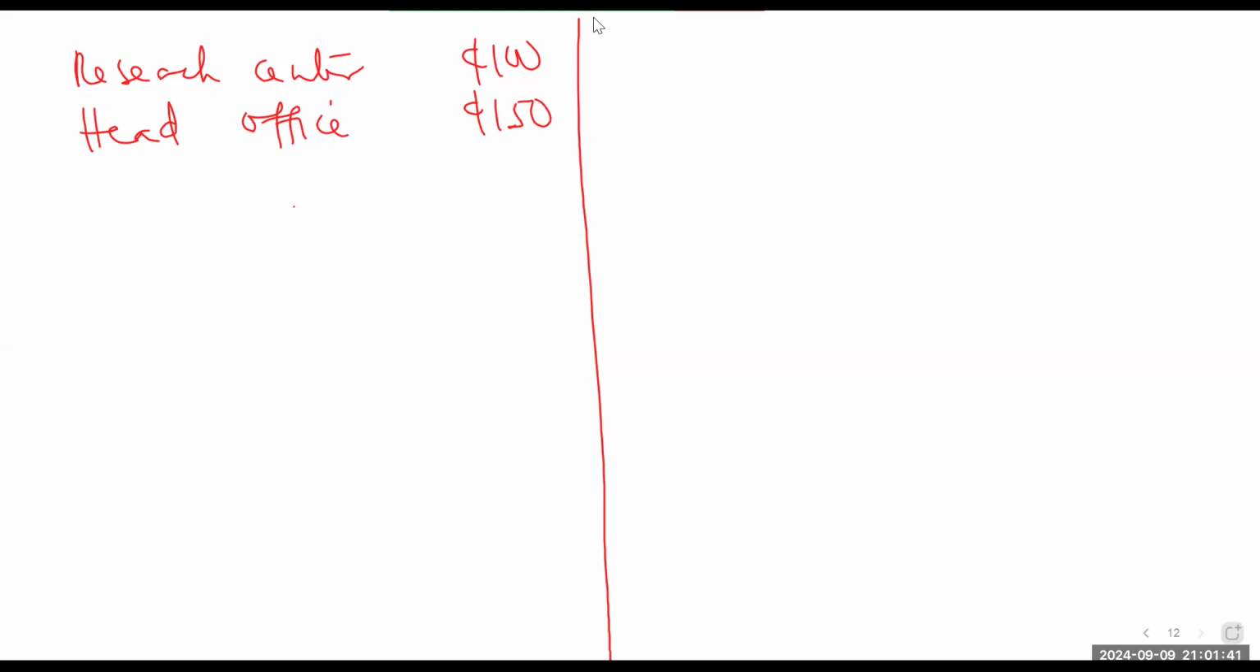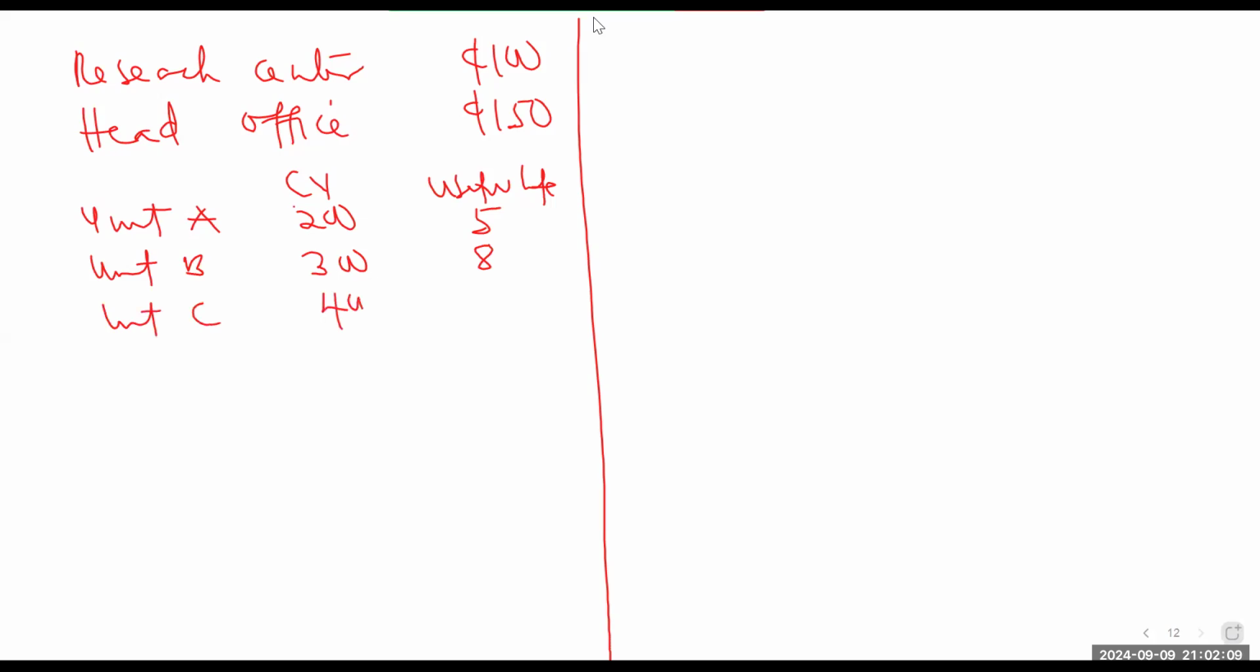So they will give you unit 1, or unit A. They will give you their carrying value to be, let's say, 200 million. Then they will give you their useful life, let's say 5 years. Then they will give you unit 2 or unit B. They can give you 300 million, and the useful life to be 8 years. Then they will give you unit C. They can give you 400 million, and their useful life to be 10 years.